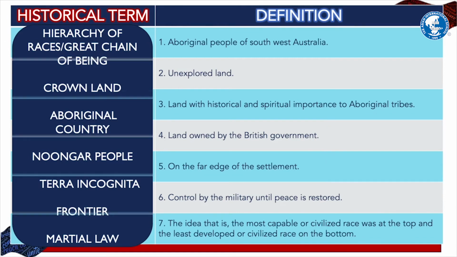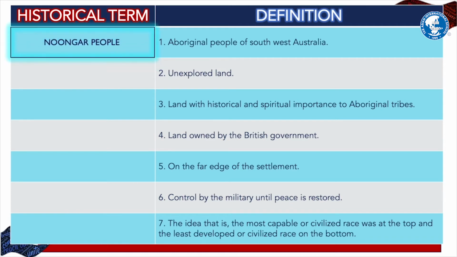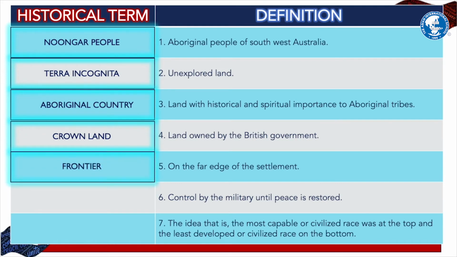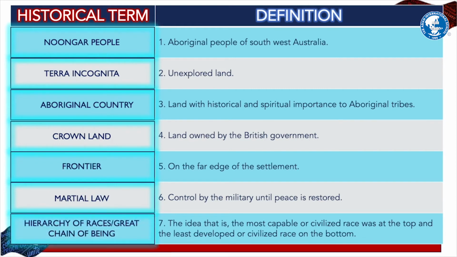Okay, now let's check your answers. Number 1. Aboriginal people of Southwest Australia. That's Noongar people. And how about unexplored land? The answer, terra incognita. Okay, number 3, Aboriginal country. And number 4, that's Crown land. Number 5, frontier. Number 6, martial law. Number 7, hierarchy of races or great chain of being. Well done!